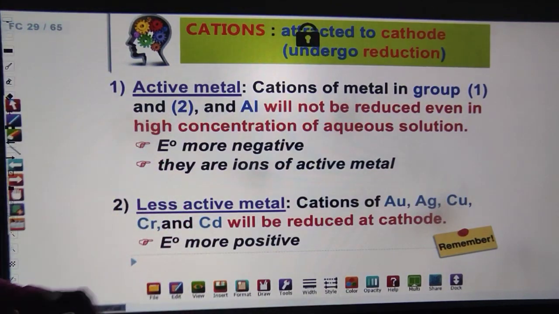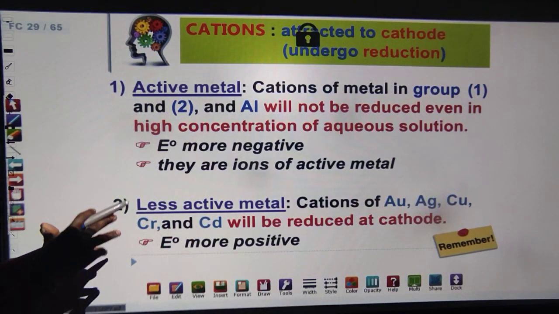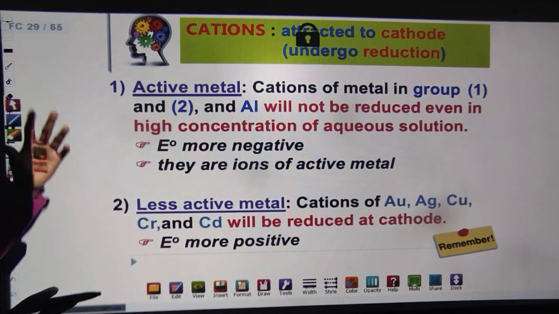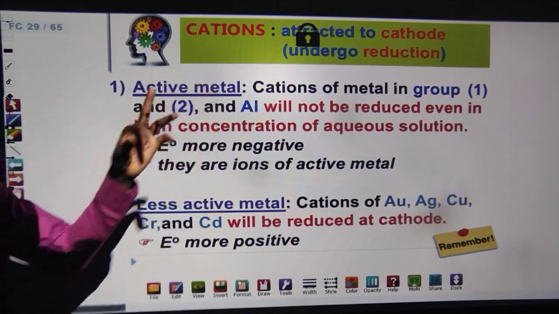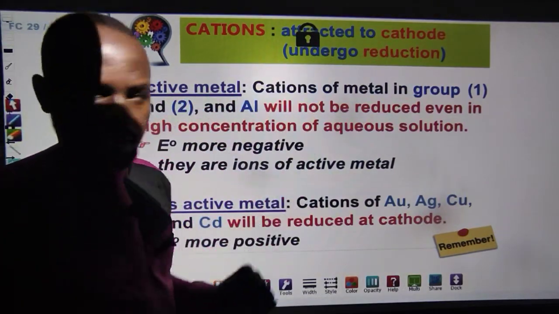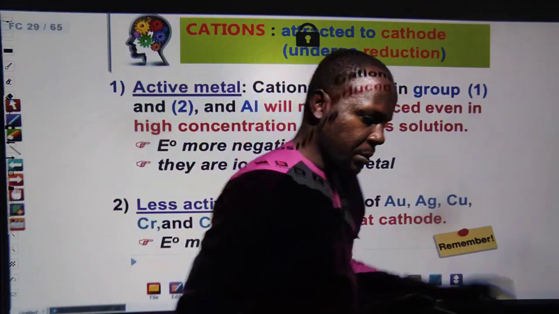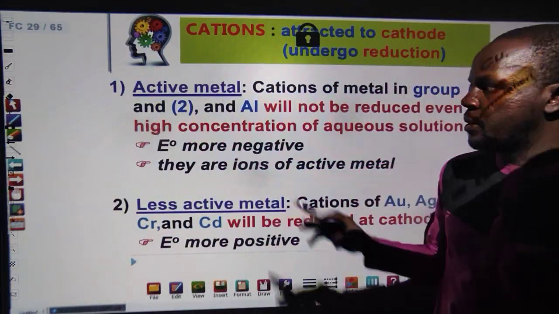Thank you, Admin. You are really doing a wonderful job. So now we are talking about the summary of what we've talked about before we move to the last factor. Cations always move to the cathode for reduction. Now, keep this short note. Always remember, I put it there for you to always remember.